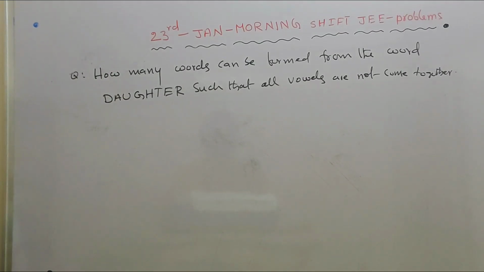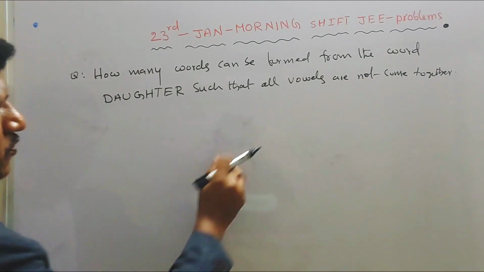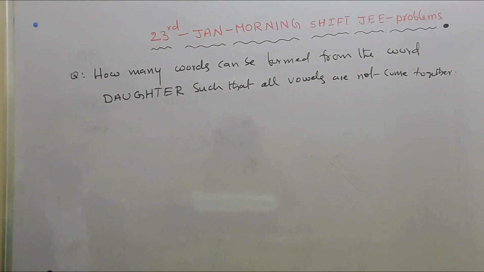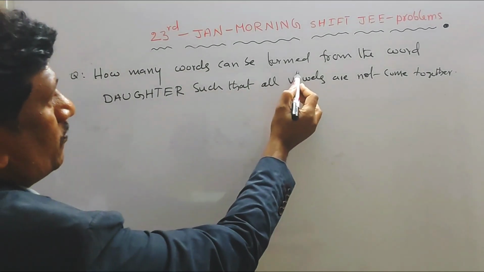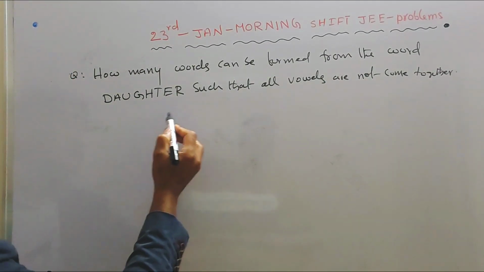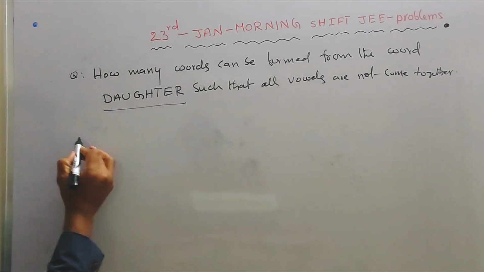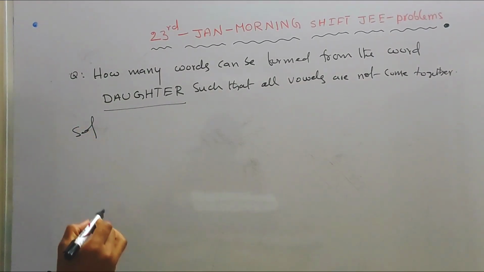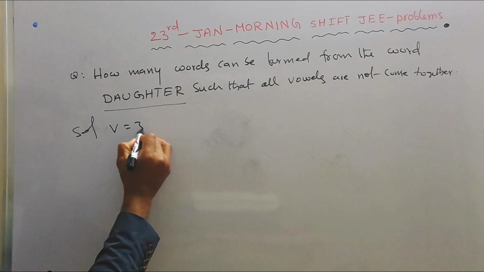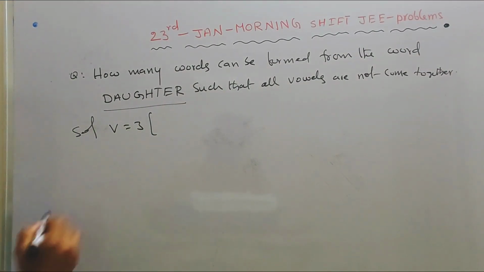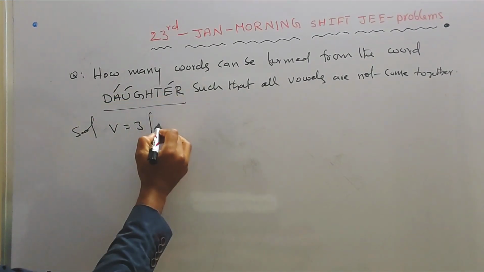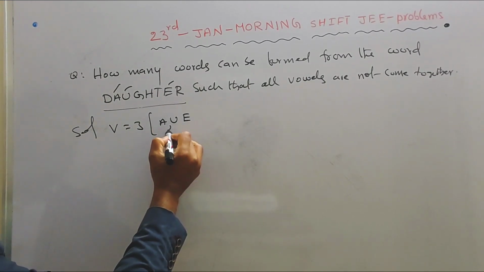Now see students here, this is a question from permutations and combinations. How many words can be formed from the word DAUGHTER such that all vowels do not come together? Okay, right? See, in the given word DAUGHTER, how many vowels do we have? Vowels are 3. Those are A, U, E.